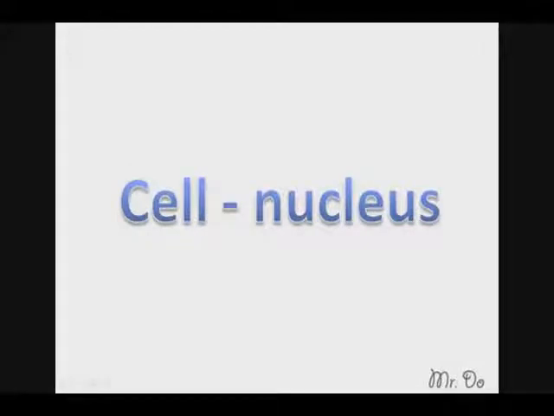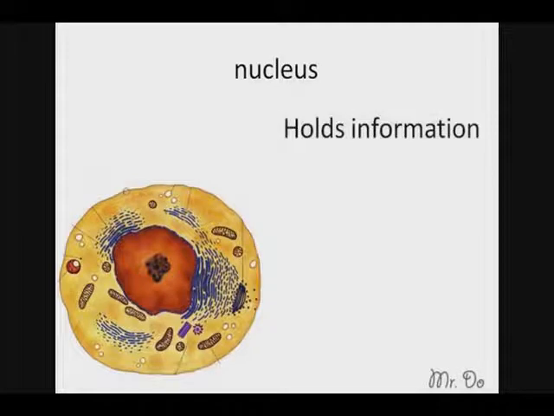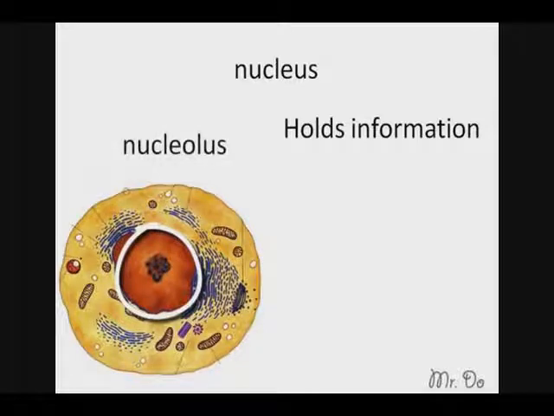Cell, the nucleus. The nucleus holds on to the information. It's the big red in the middle. The nucleolus is the thing in the middle inside of the nucleus. It's a big blob, dark patch.